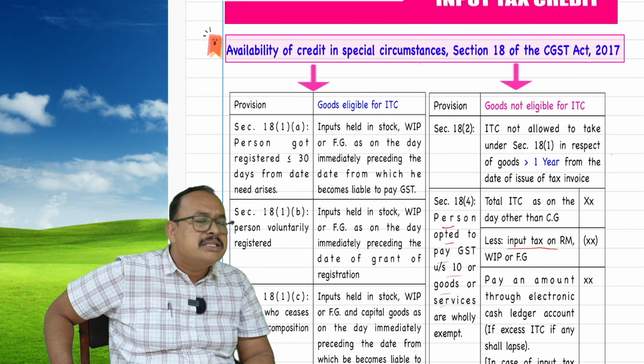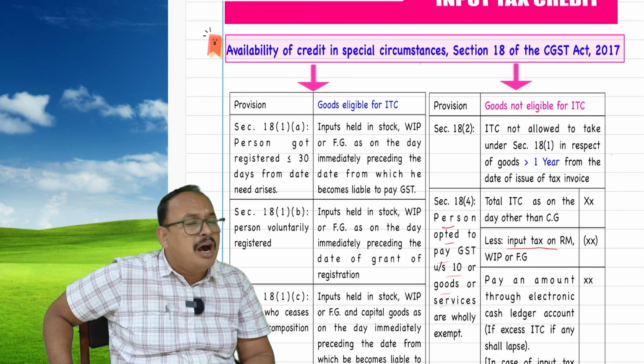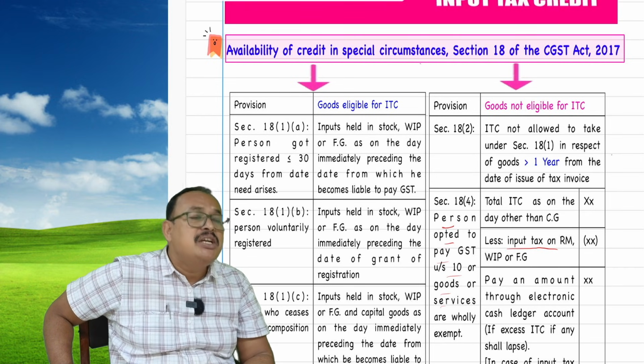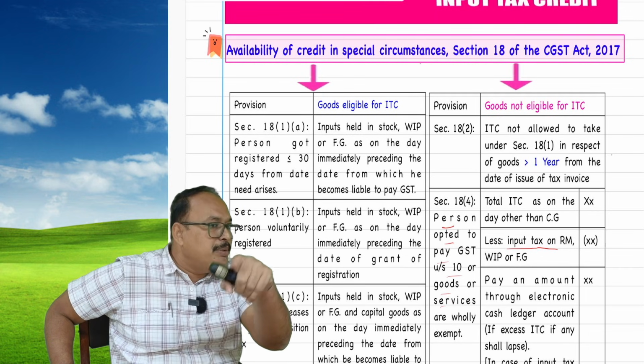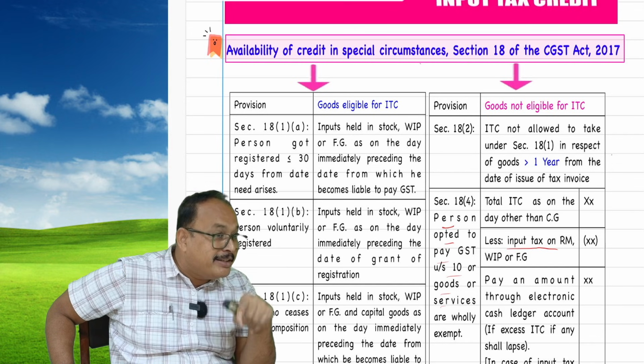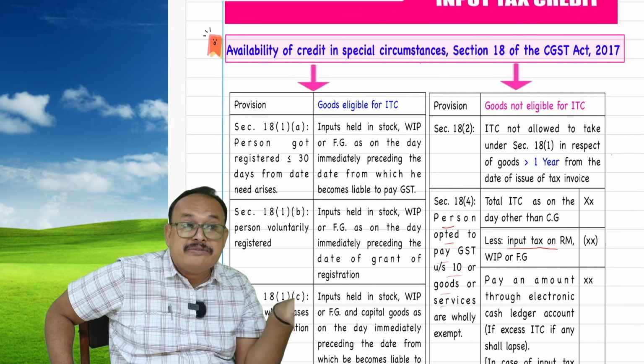18.1b, voluntarily registered. In that case, as of the date of obtaining the certificate of registration, only input goods qualify for ITC, not input services, not capital goods. It may be lying as input goods in raw material form, work in progress form, or finished goods form, as the case may be. But here also the invoice should not be older than 1 year from the date of invoice till the date of availing ITC, as referred in section 18 subsection 2.